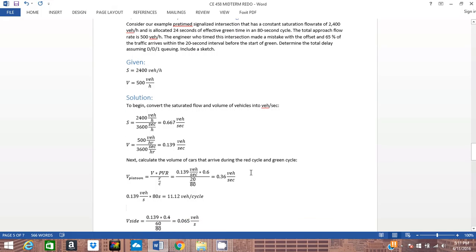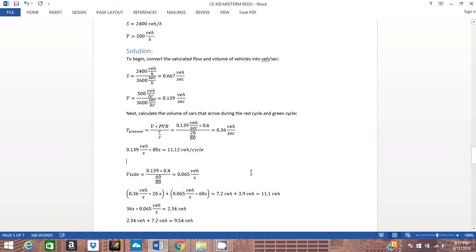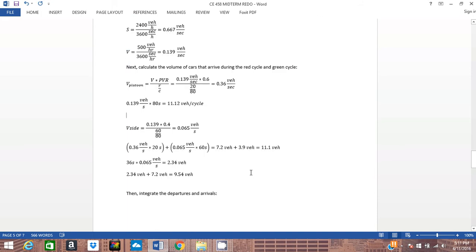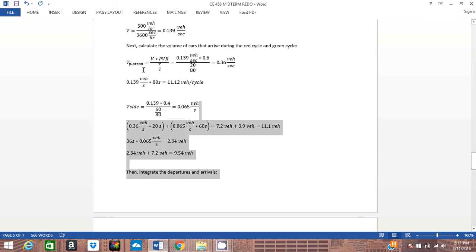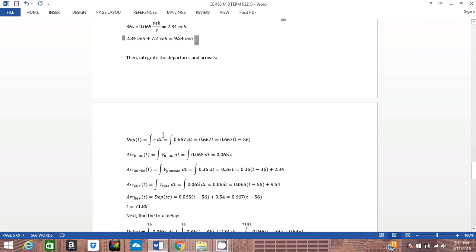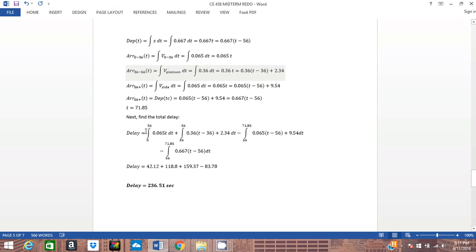we just want to find, this is just a coordinated signal delay, with 65% of your traffic arriving during a red. So to find this, you just need to find the volume of all the arriving cars, out of the platoon and of what we call V side. And you get all these values, and then we want to find them for departures and arrivals, and we're going to integrate. And all these are for the given values, 0 to 36, 36 to 56, 56 up.